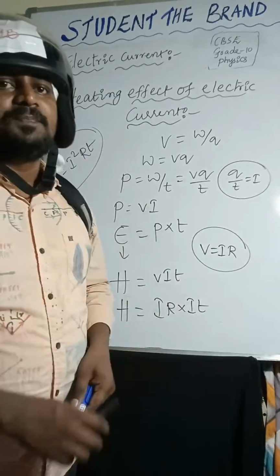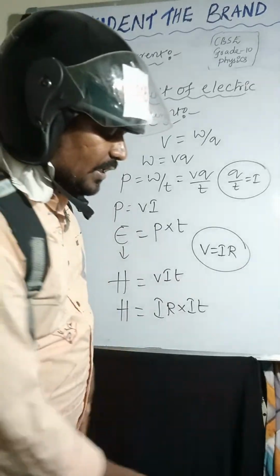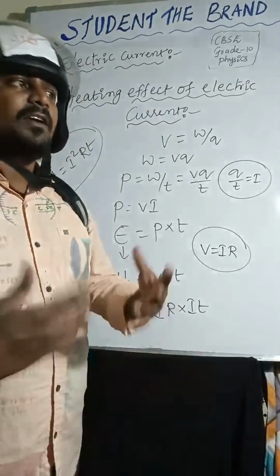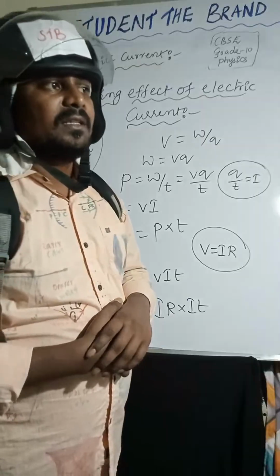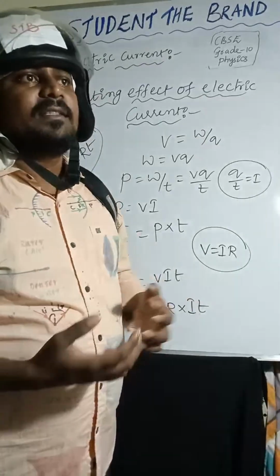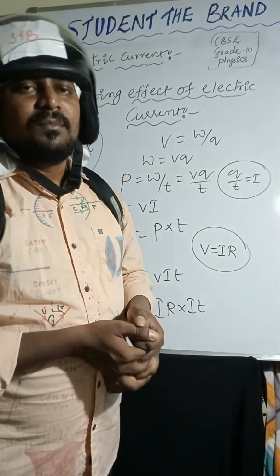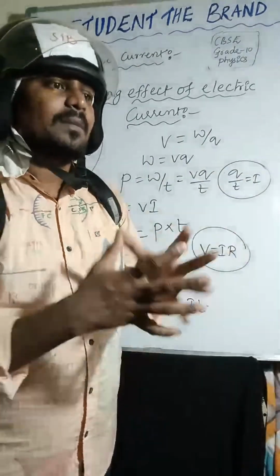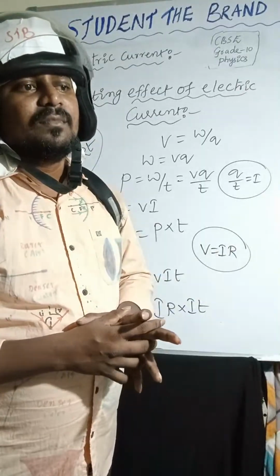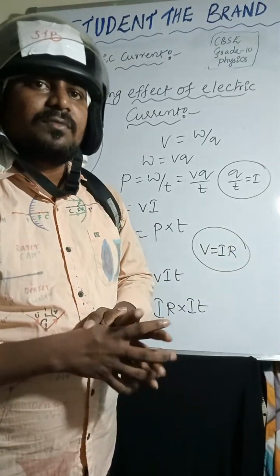so H equal to I square RT. Short circuit: the direct contact of live wire and neutral wire takes place, then a heavy amount of current will be drawn from the mains. So it may lead to fire in the building. So that is short circuit. Overloading: high voltage appliances switched on at a time, then a heavy amount of current will be drawn from the mains.